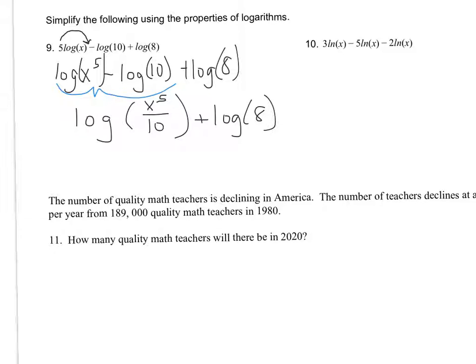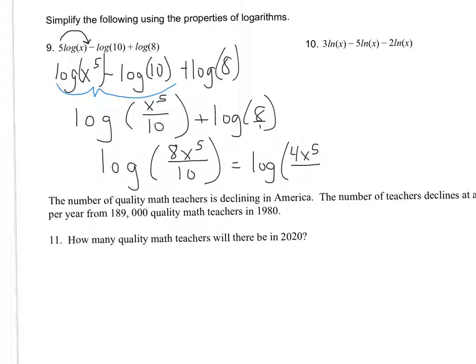But now when I add 2 logs, adding 2 logs means I will multiply them. So I can write this as 1 log. Now you can think of this as 8 over 1, so the 8 really just multiplies to the top. So 8x to the 5th over 10. This would be a good answer. I can actually reduce my fraction because 8/10 reduces to 4/5. So I can actually make this log 4x to the 5th over 5.